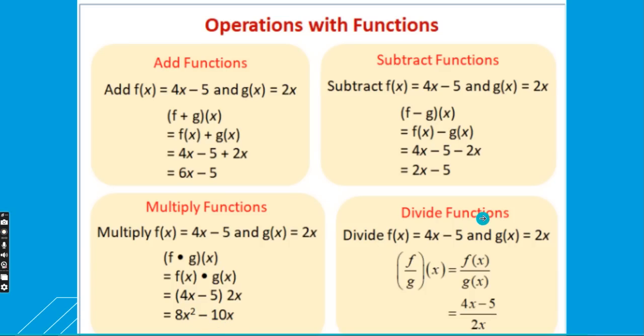Divide functions. So, to divide is f divided by g of x or f of x divided by the g of x. What is the value of f of x? It's 4x minus 5 and the value of g of x is 2x. Again, you cannot simplify this because there's an operation minus there. So, you cannot simply cancel the x there, ha? As long as you can see the operation minus, subtraction, or addition.